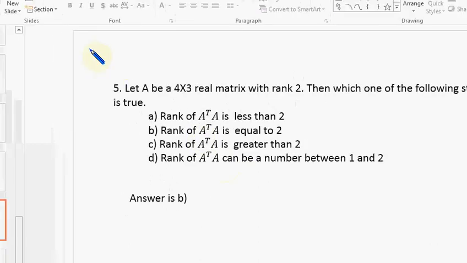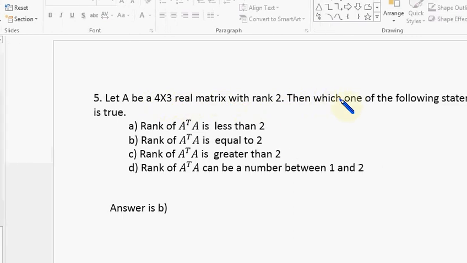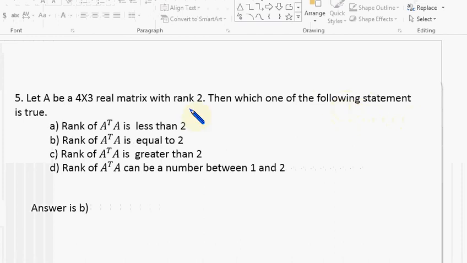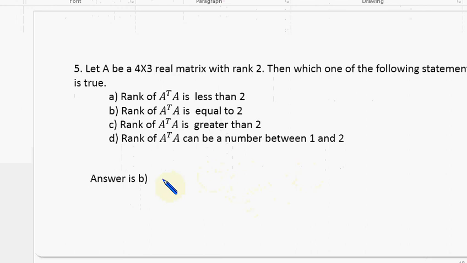Next one: let A be a 4 cross 3 real matrix with rank 2, then which of the following statements is true? Rank of A transpose into A is less than 2; rank of A transpose into A is equal to 2; rank of A transpose A is greater than 2; rank of A transpose into A can be a number between 1 and 2. So the answer is B.